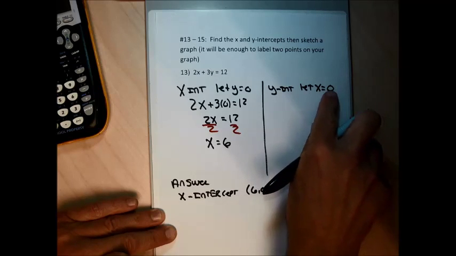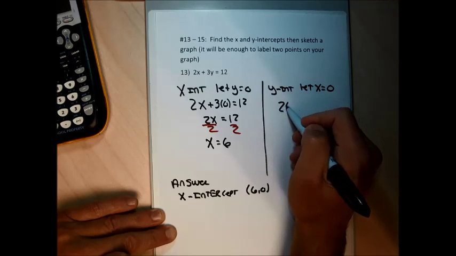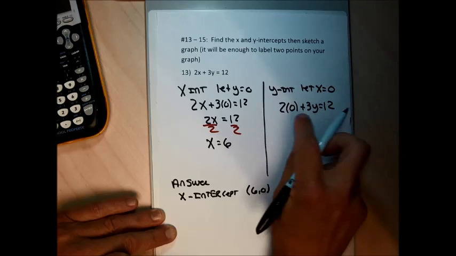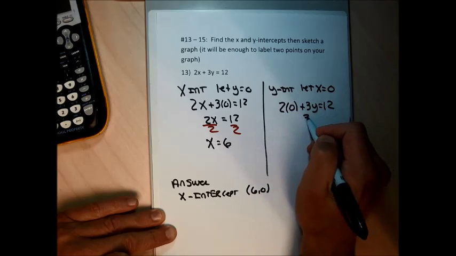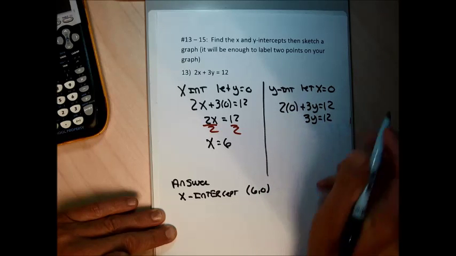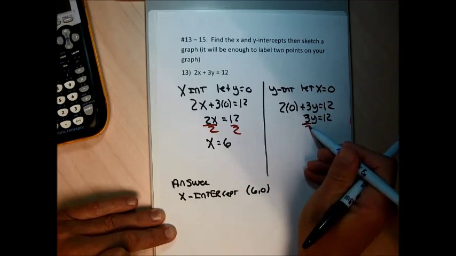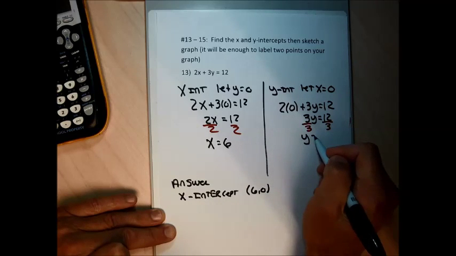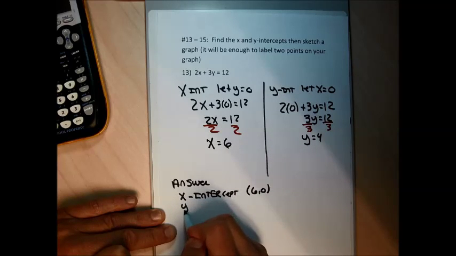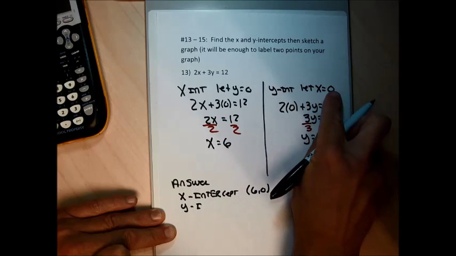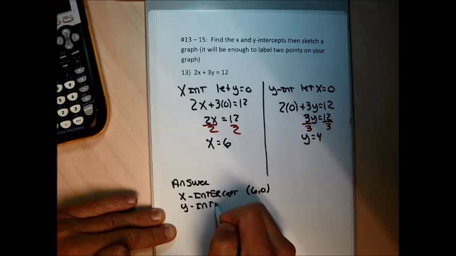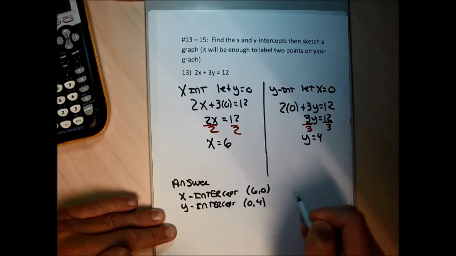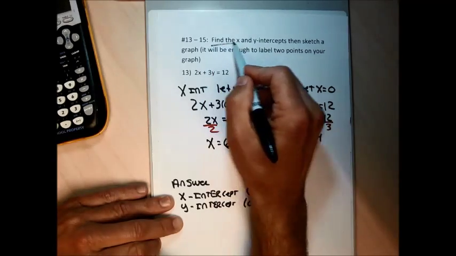And then for the y-intercept, I'll let x equal to 0. So I'm going to go 2 times 0 plus 3y equals to 12. This simplifies to 3y equals to 12. And then I'll divide both sides by 3 and get y equal to 4. So for my y-intercept, the y-coordinate is 4, the x-coordinate is 0. So I'm going to get the point (0, 4). And so that's finding the x and the y-intercepts.